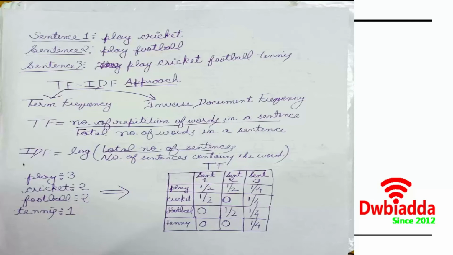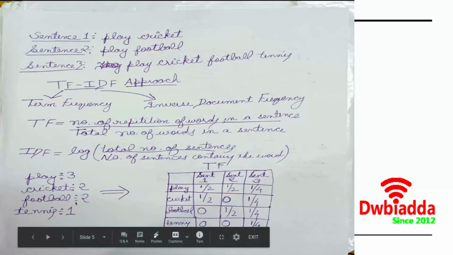Now once the term frequency table is done, we now go to the second term, which is the IDF, inverse document frequency. Inverse document frequency is given by log of total number of sentences divided by number of sentences containing the word. So I know the total number of sentences is 3, so it's always fixed in my case that the total number of sentences is 3, and then the number of sentences containing the word.